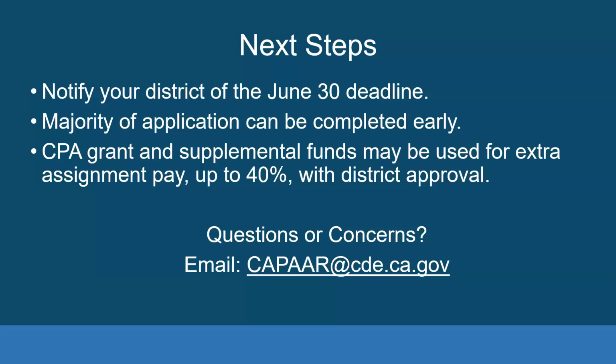We know this takes time. This is going to take hours of your time, and we want you to be reimbursed for it. So up to 40% of your CPA grant funds can be used for object codes 1000, 2000, and 3000, which is all about personnel and substitutes. So please access those funds. Make sure that you are supplementing yourself for your time. And again, questions about this CAPAAR report, email us at capar@cde.ca.gov.